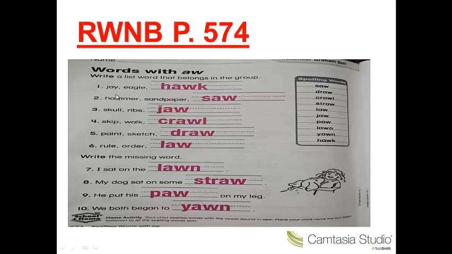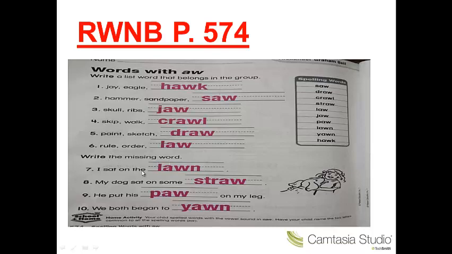Let us see here. Number 1. Jay, eagle. Which kind of bird? Hawk. Number 2. Hammer, sandpaper. Saw. A hammer we can use to push the nails. Hammer, sandpaper, and saw. Number 3. Skull, ribs. Jaw. Number 4. Skip, walk, crawl. Number 5. Paint, sketch, draw. We can paint, sketch, and draw. Here, rule, order, law. Law means rule. We have some rules that we should follow.